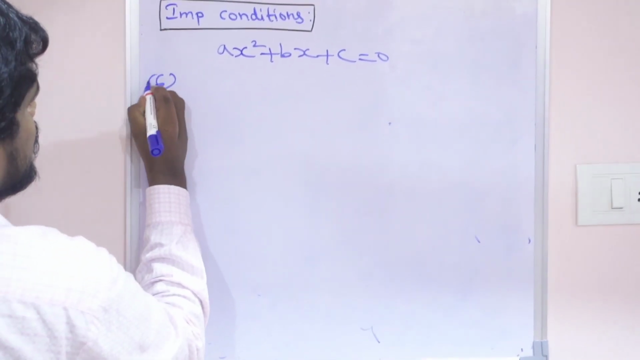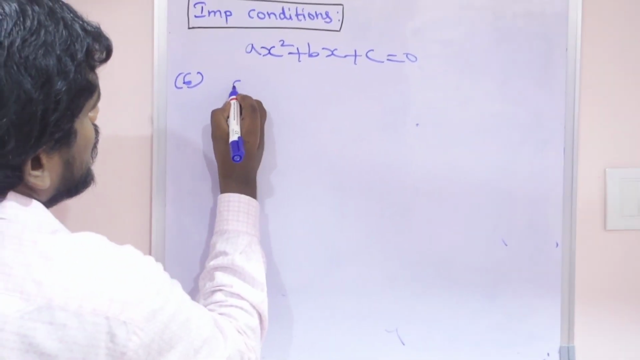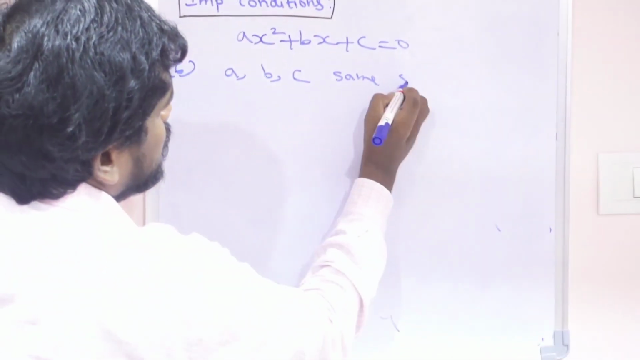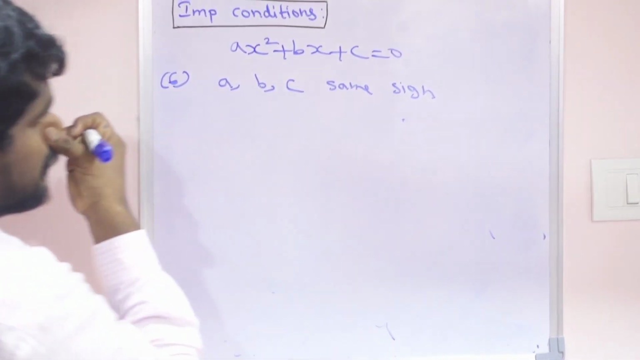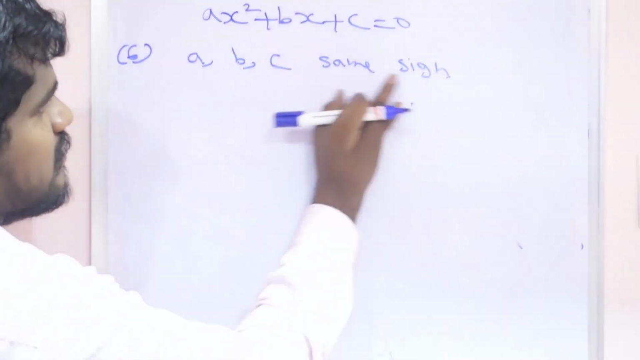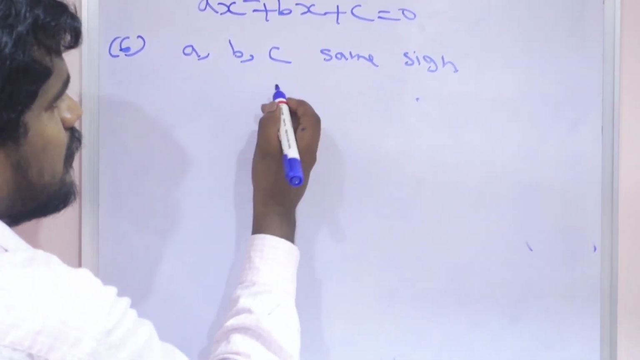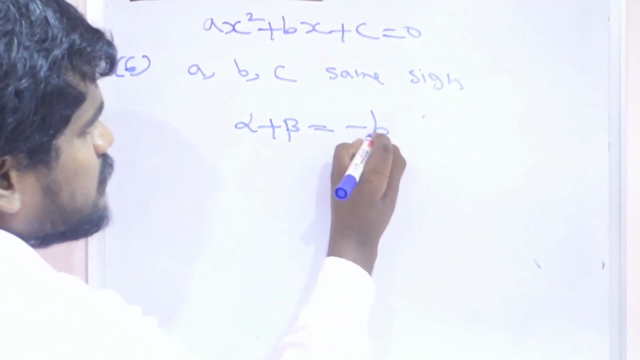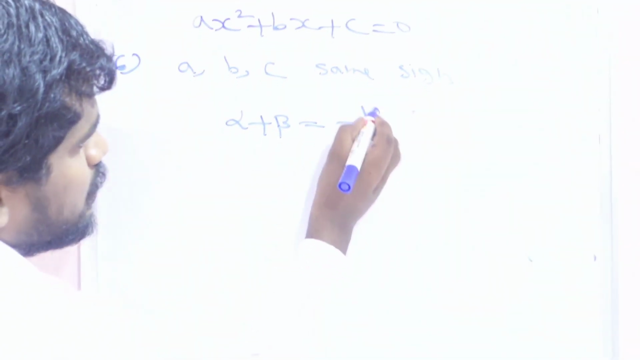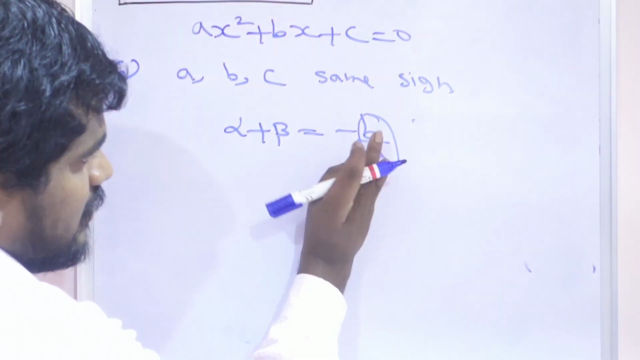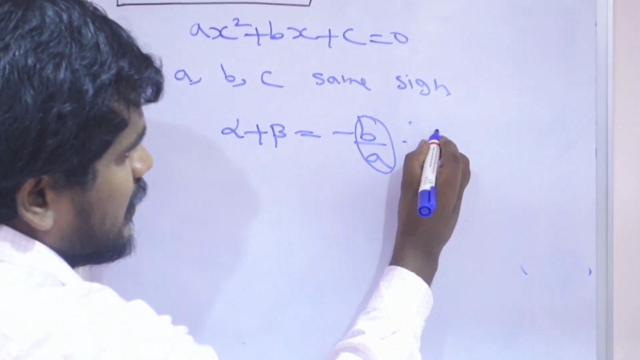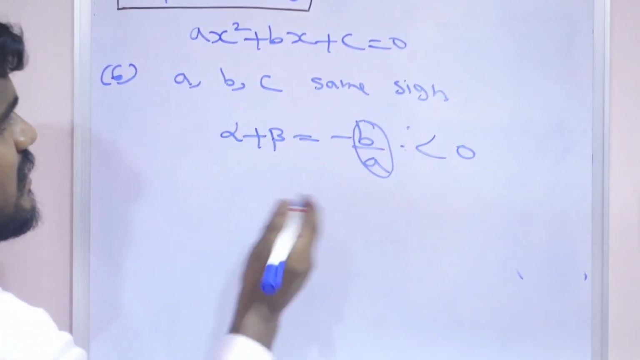And sixth case, suppose A comma B comma C are the same sign, what are the roots conditions? Suppose A comma B comma C are the same sign, all are positive or all negative. Alpha plus beta is equal to minus B by A. So A and B are the same sign means, if both are negative, negative negative cancel, and if both are positive also the same answer we will get. So the answer is negative only. So this is less than 0. So alpha plus beta is less than 0.